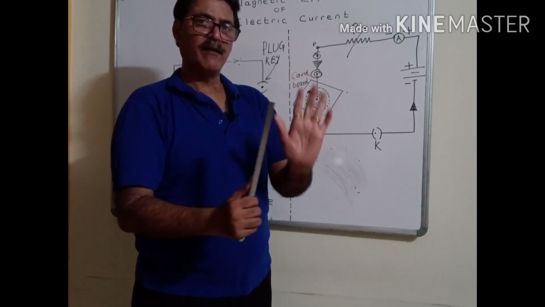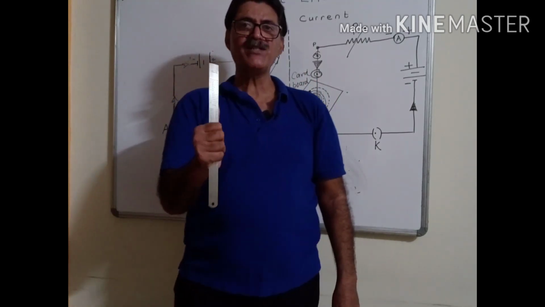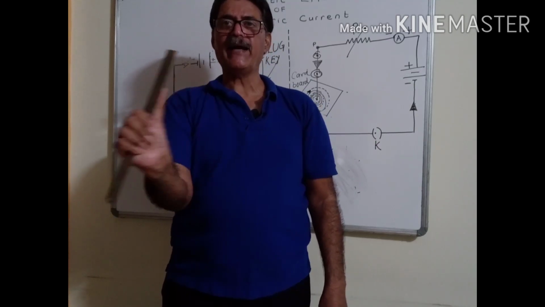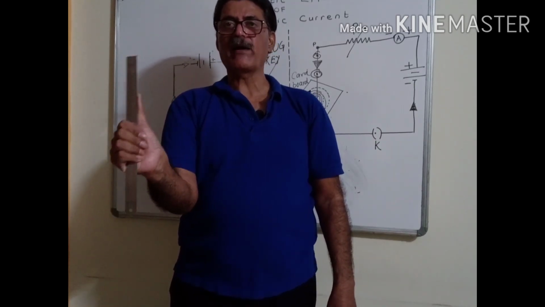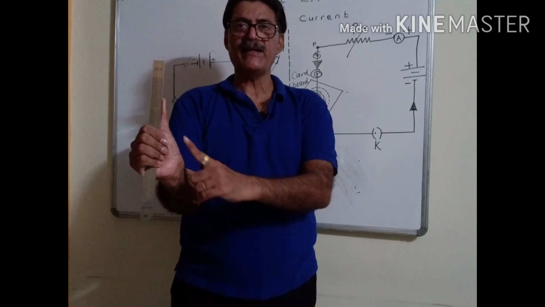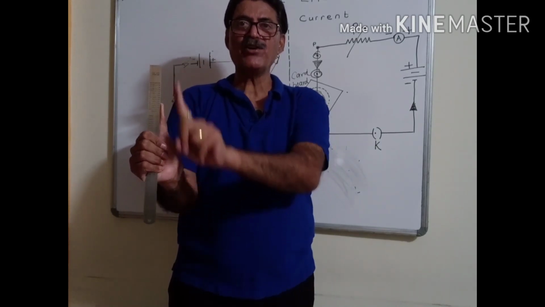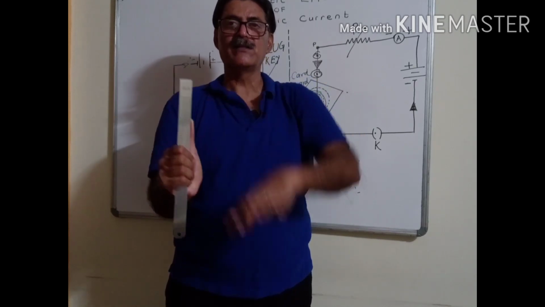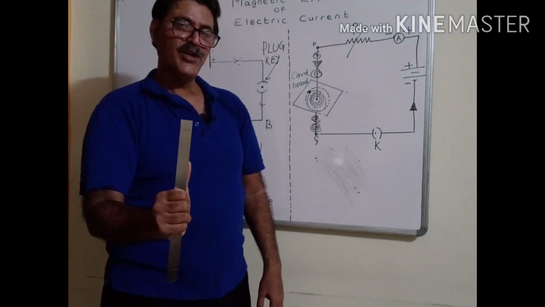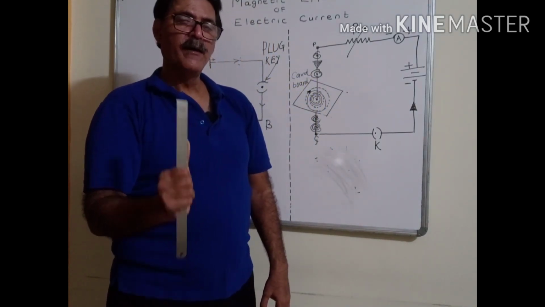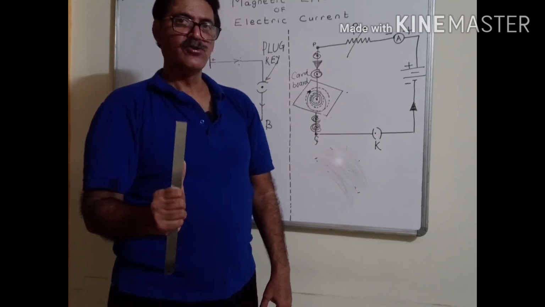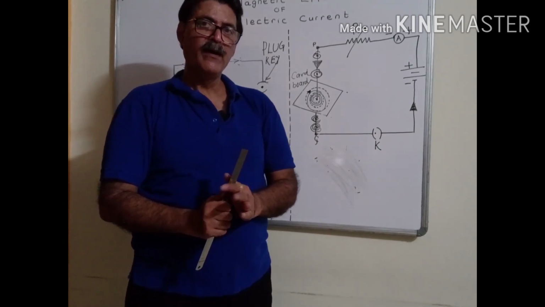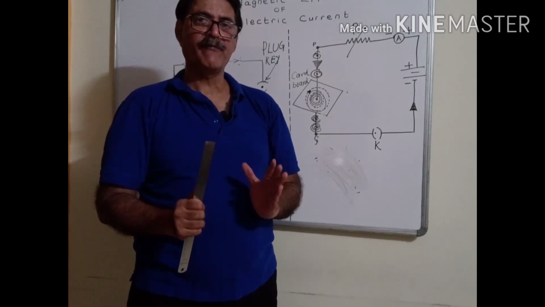So what does the right hand thumb rule state? Imagine that you are holding a current carrying conductor in your right hand with the thumb stretched along its length. If the direction of the thumb gives the direction of current, then the direction of the curled fingers will give you the direction of the magnetic field. So students, for today, this is the learning that we have done.